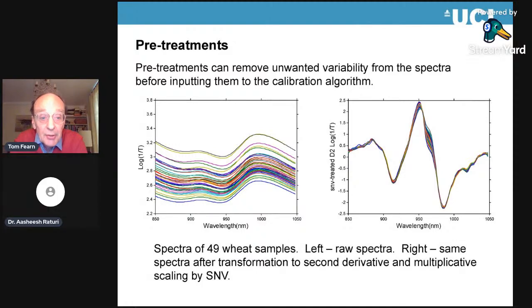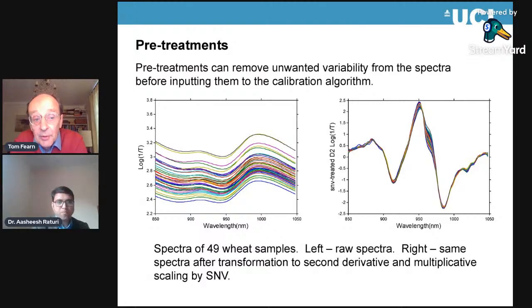And that takes out quite a lot of the vertical shifts, but it's then also corrected by something called a multiplicative, a single, it's called standard normal variate. It centers and scales the spectra to take out even more of the vertical shifts and the scaling.